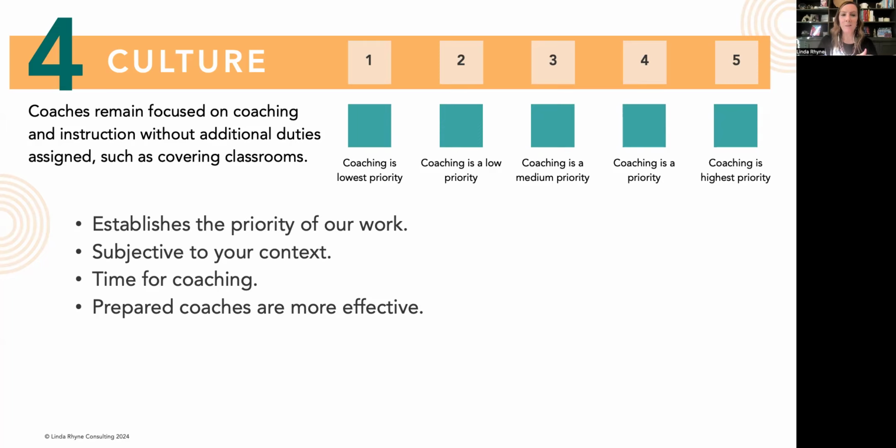So on one side, we have coaching as the lowest priority versus the other side where coaching is the highest priority. And we might find ourselves somewhere in between, right? So depending on the work that our coaches do, this came up in our people section too.